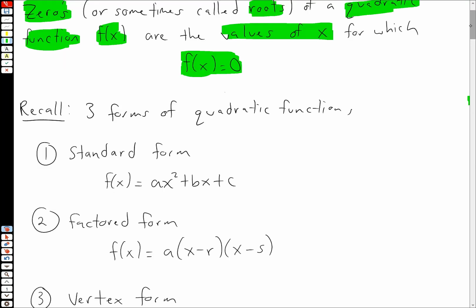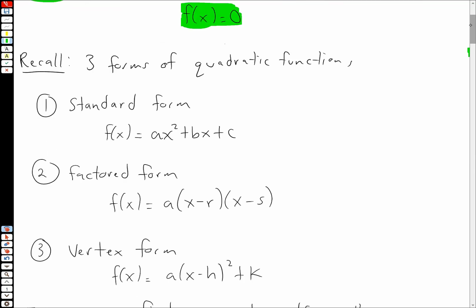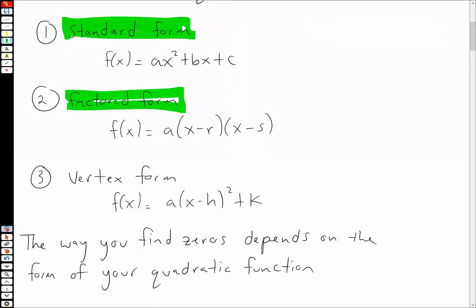Now, how do you find zeros of a quadratic function? Well, it really depends on what form your quadratic function is in. So remember from the reading and from class, there are 3 forms of a quadratic function. You have standard form, f of x equals ax squared plus bx plus c, factored form, a times x minus r times x minus s, and vertex form, f of x equals a times x minus h squared plus k. So depending on the form your quadratic function is in, I'll recommend a different process for actually finding zeros. Okay, so let's look at some examples.